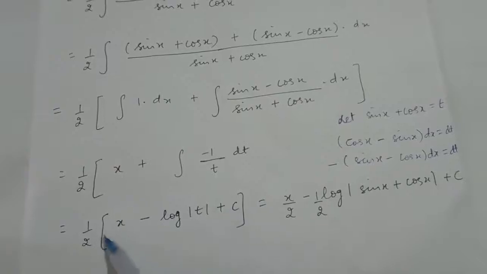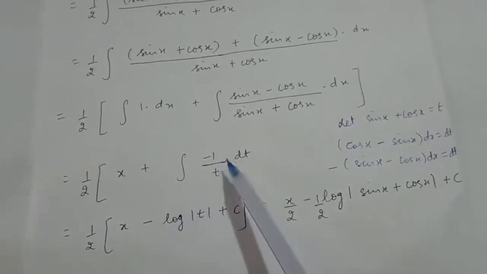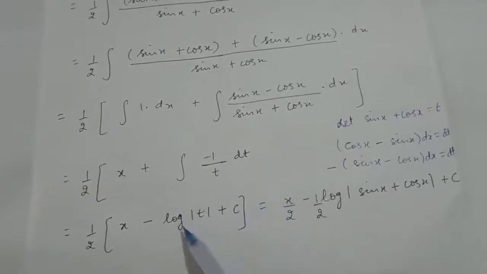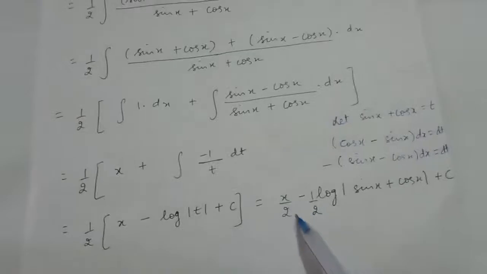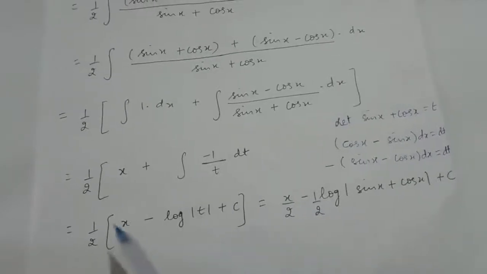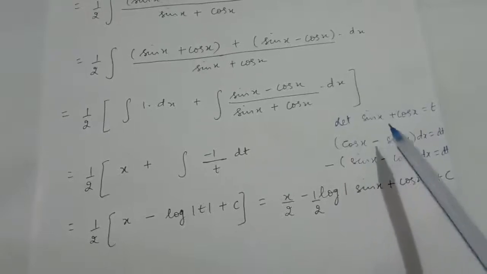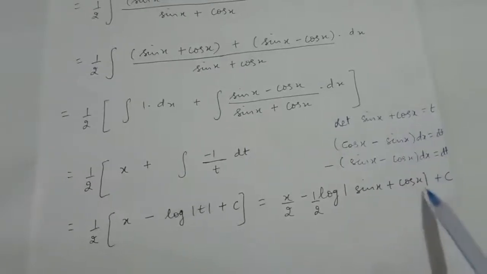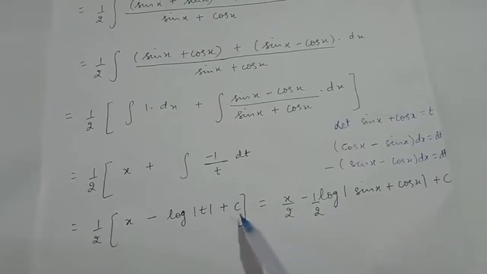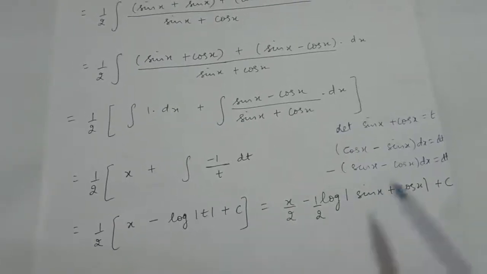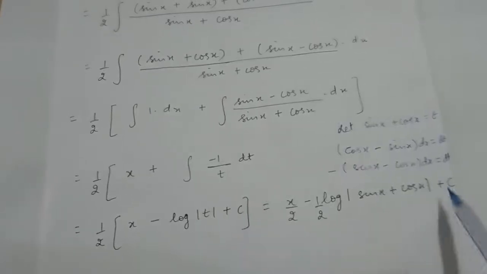So 1 by 2 x minus integral of 1 by t will be log mod t plus c, which is equal to x by 2 minus 1 by 2 log mod of, in place of t write down sin x plus cos x, plus c. We are not writing this c by 2 because c is a constant. So this c by 2 will also be c only, right?